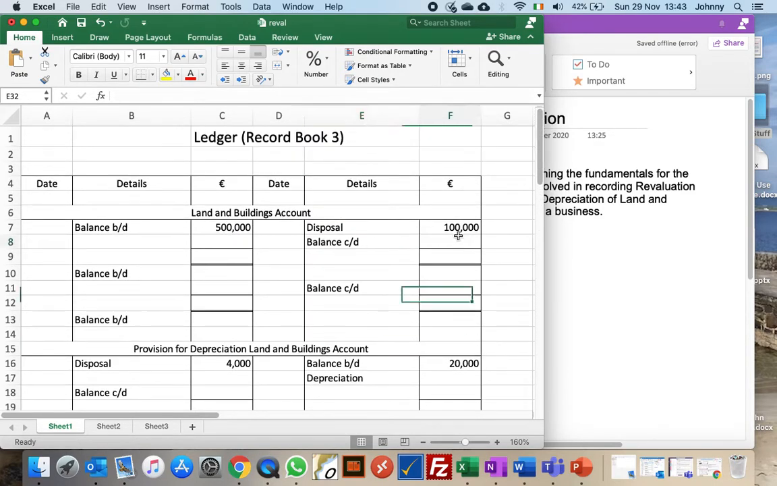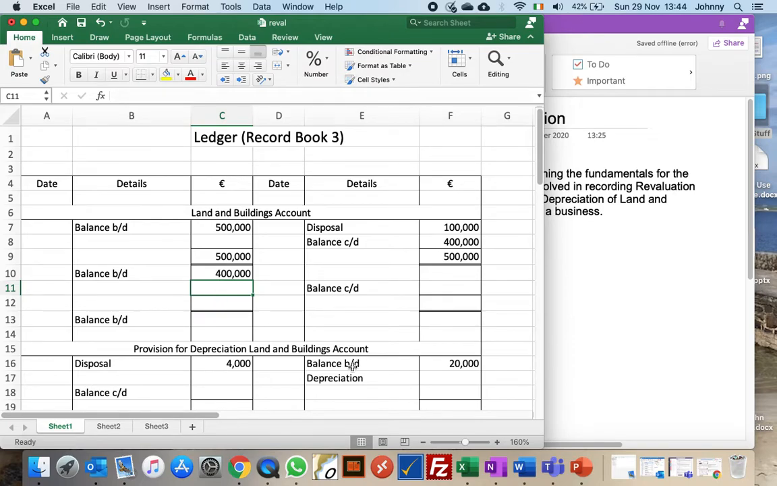So let's just say, for example, after doing that, we have 500,000 on the debit side. That means we must have 500,000 as a total on the credit side, which means we must have 400,000 for our balance CD there. And the same figure, 400,000, here.